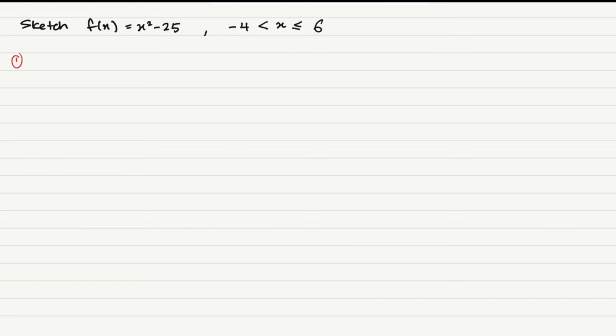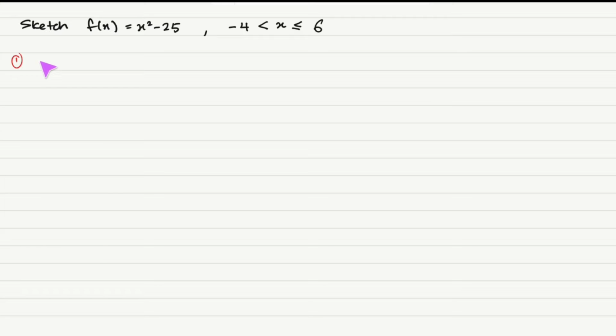After you have sketched your perfect graph, you look at the domain given here, and then just cut your graph according to the given domain. Erase anything that you don't want and just leave the ones that you want. That will be your graph. Okay, let's take a look.